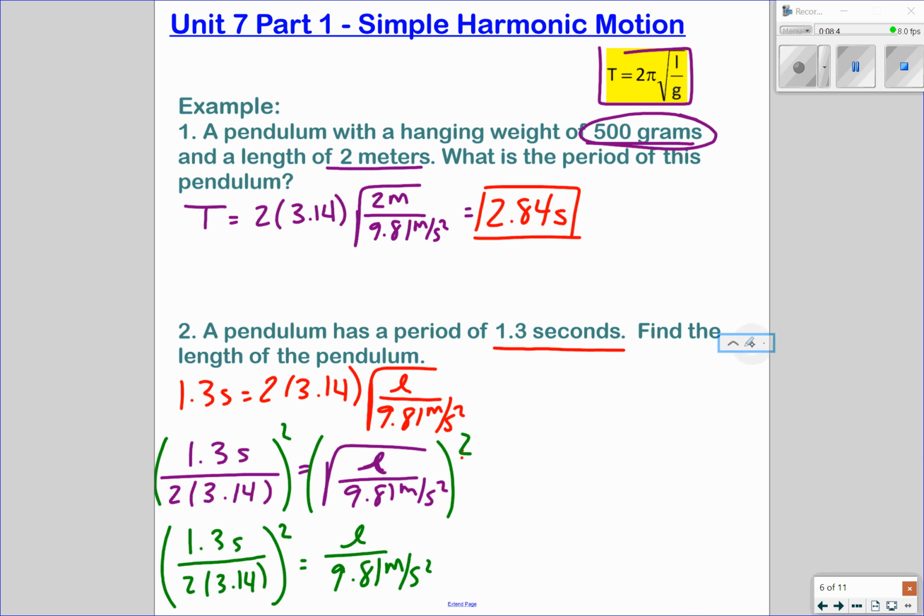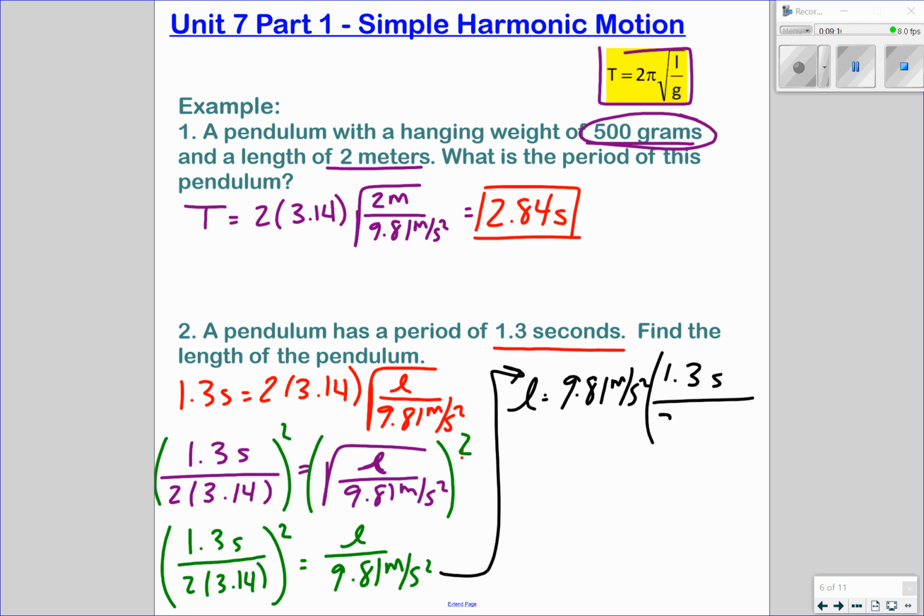We're going to go ahead and take this up over here for the sake of our order and organization on our page. Our last step then is to solve for the length of this pendulum. The length is being divided by this 9.81, or divided by this acceleration due to gravity, so I'm going to go ahead and multiply. So the length is going to be equal to 9.81 meters per second squared times this whole squared quantity. So 1.3 seconds all over 2 times 3.14, that whole value squared.